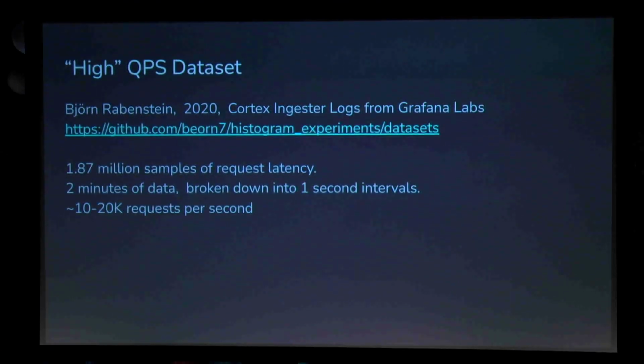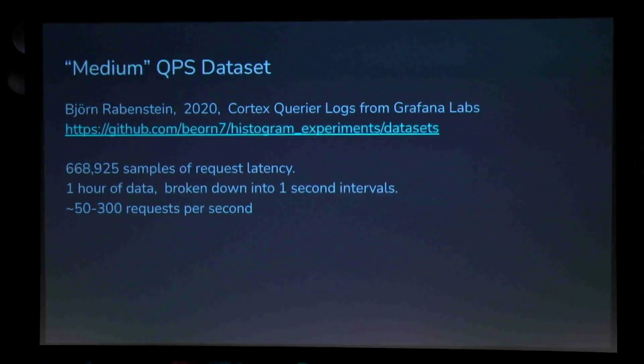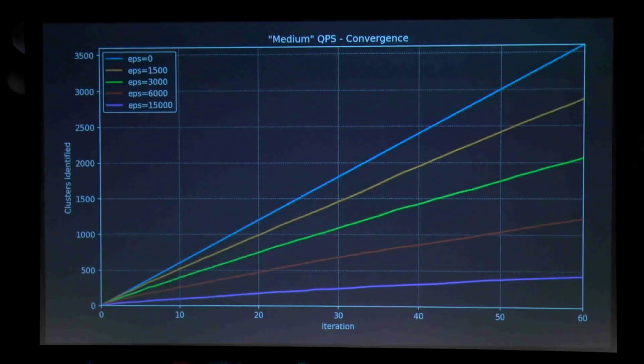There was a lot of data here, but unfortunately it was only 2 minutes' worth, which wasn't enough time to really see convergence. So I didn't use this data set, but luckily he published a second data set, which was the query logs. That gave an hour's worth of data, and so I used this as the initial data set. When I mapped how many clusters were being generated over time, I was a little disappointed with this.